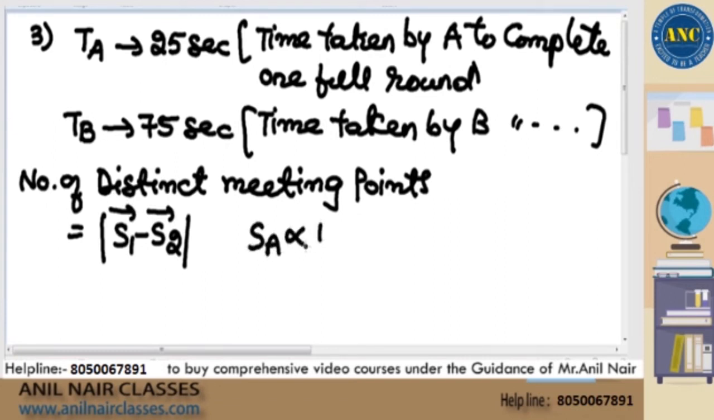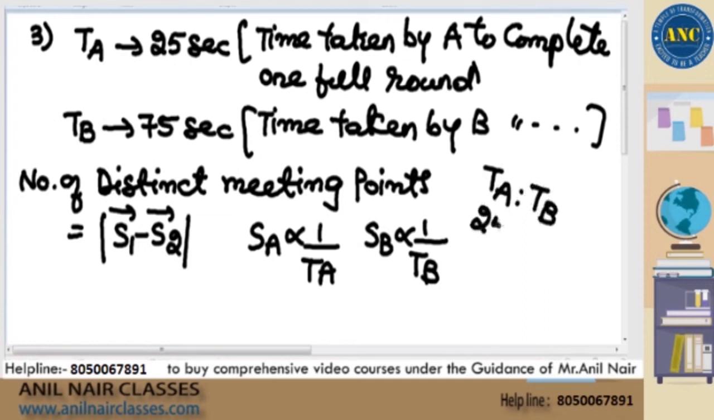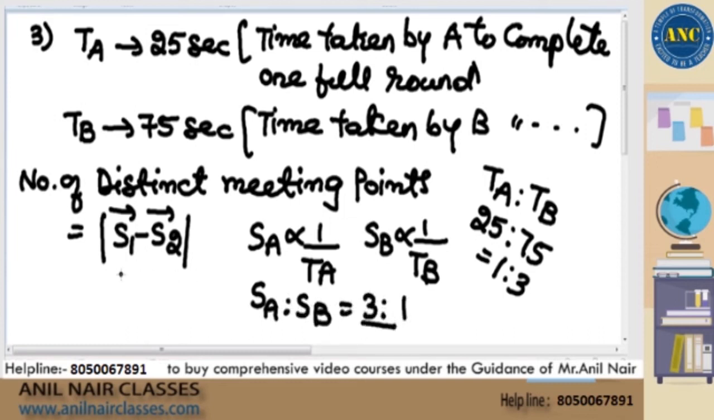So speed is inversely proportional to time. If I take the time ratio TA is to TB, it is nothing but 25 is to 75, which is 1 is to 3. So speed ratio SA is to SB will become 3 is to 1. So the number of distinct meeting points is given by 3 minus 1, which is 2.